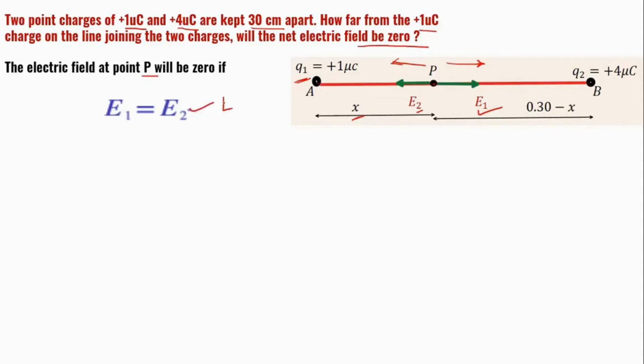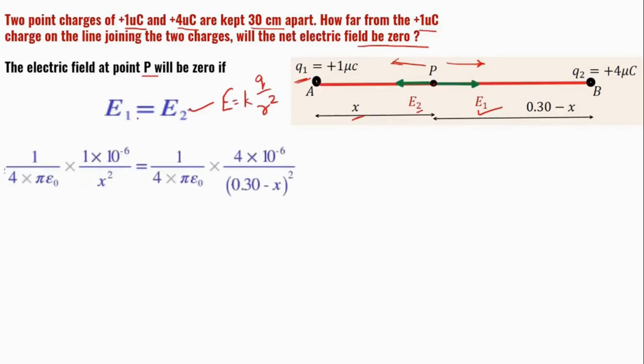Now the formula for E, we already know, is KQ by R square. So if we put this formula in our particular situation, what do we get? E1 is K, that is 1 upon 4 pi epsilon naught, times the charge. E1 is due to the plus 1 microcoulomb, so we have converted it into coulomb as 10 to the power minus 6 coulomb, upon R square, that is the separation between A and P, which is x. So we have taken x square.